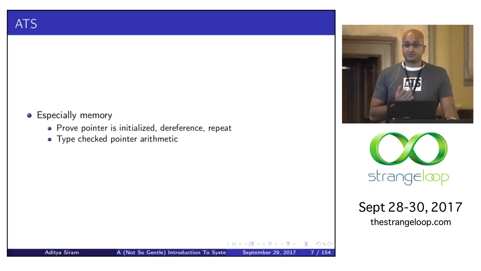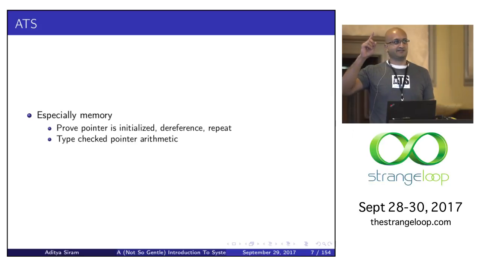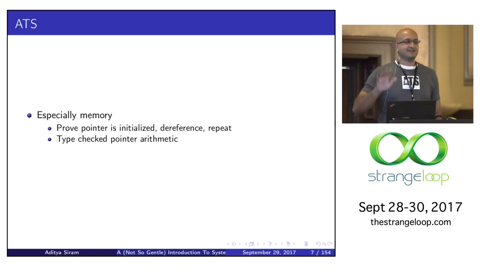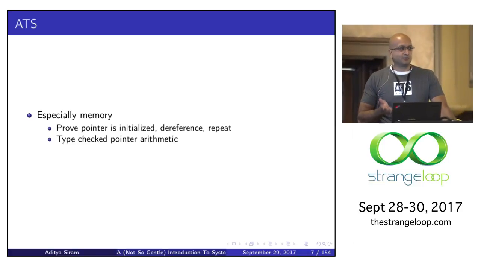So there's specialized syntax that says there's a pointer at this address of this size of this type that may or may not be initialized. That's like 5 characters or something like that. And this is how type checked pointer arithmetic works in ATS. This is how you can never read off the end of an array, because you don't have a proof for it.